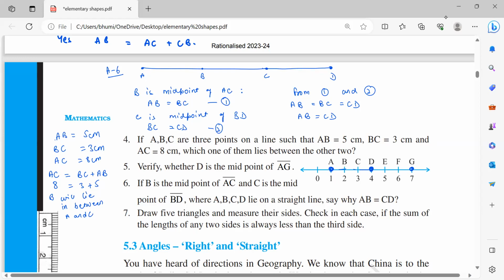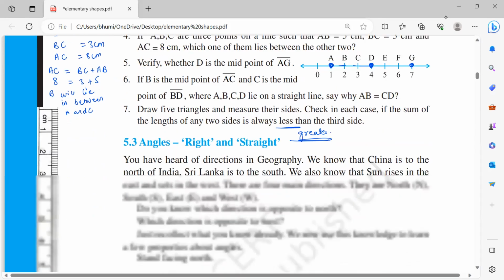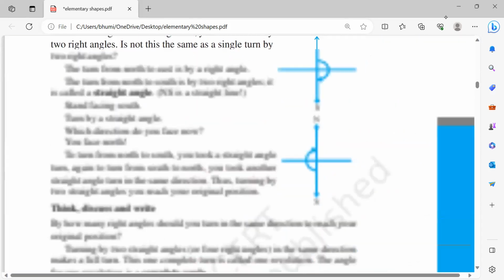Now, seventh is you have to draw 5 triangles, measure their sides, and check in each case if the sum of the lengths of any two sides is always greater than the third side. Sum of any two lengths. You can draw any triangles with your own measurements. But the case will be that the sum of any two sides will always be greater than the third side. This is the theorem as well. So you will consider this and you will get this. Okay. Coming to exercise 2.